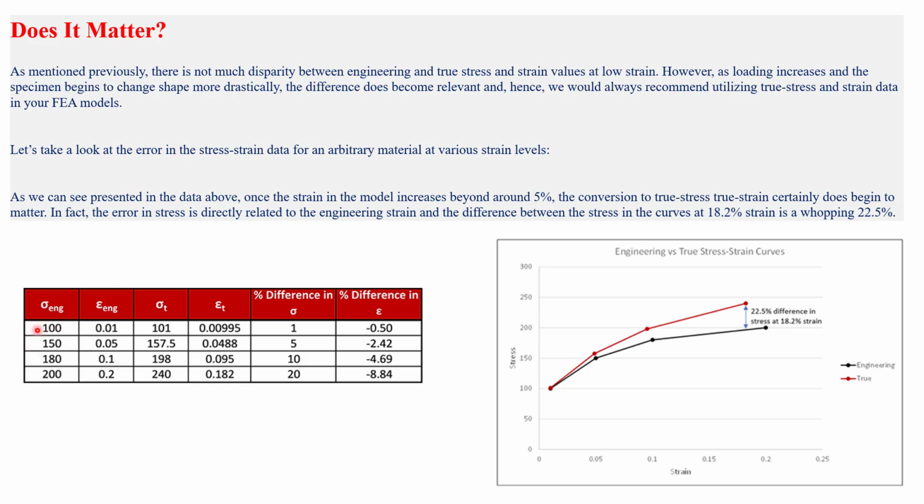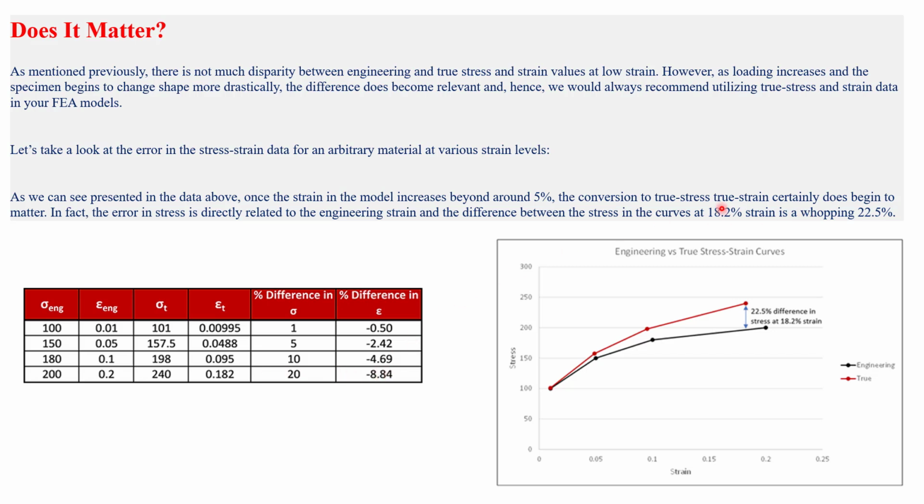So let's just look at the same thing here. If we have engineering stress as 100, okay, strain is 0.01. So you can see this true stress value is 101 and the true strain value is 0.00995. So the percentage difference is only 5%, not much. And then if the engineering strain is 0, then there is no difference at all. So now here 150, 0.5, so here 157, the stress slightly increased, right? And then here it is the difference, here 2.42. Likewise, if you keep on increasing the stress value, if the strain becomes more, the difference is much.